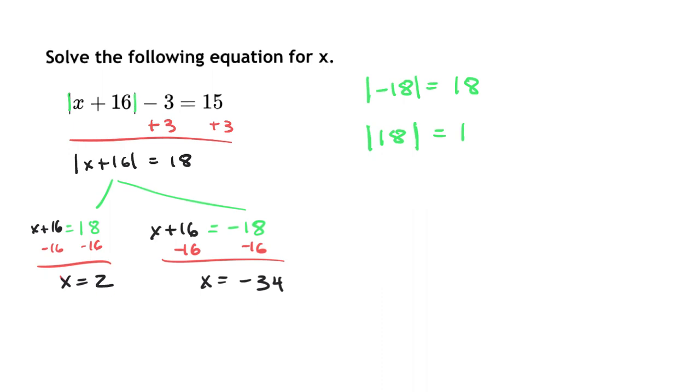These aren't opposites. What a lot of students do is they'll solve for one of them and then just assume that the other one's supposed to be a negative 2 also, right? But they're not opposites. One's 2, one's negative 34, because you set the insides equal to the 18 and the negative 18.